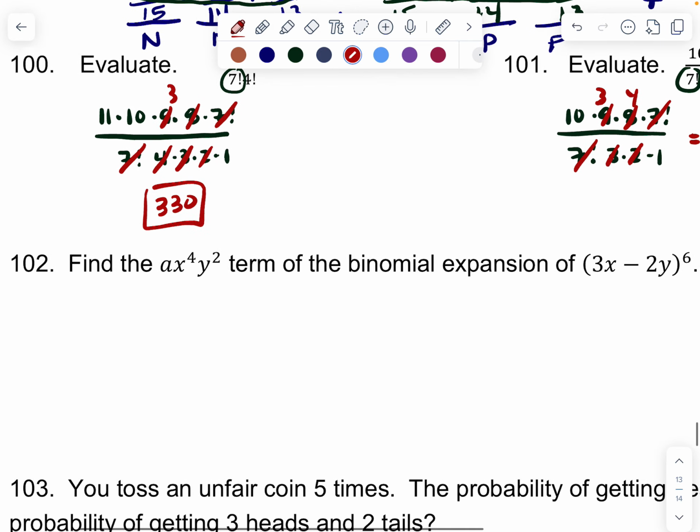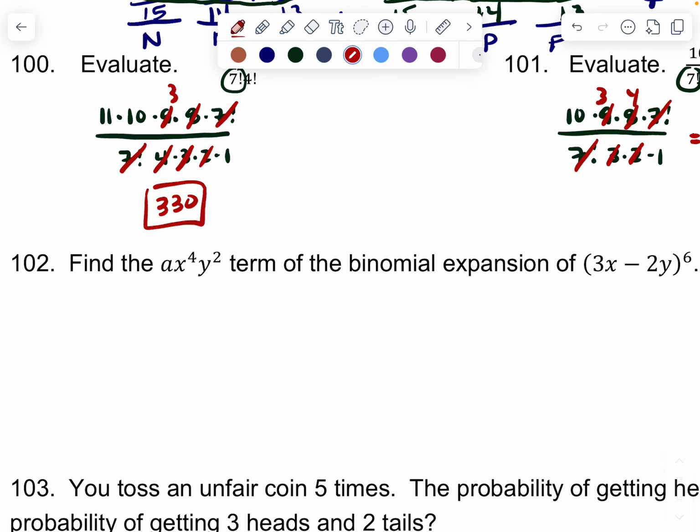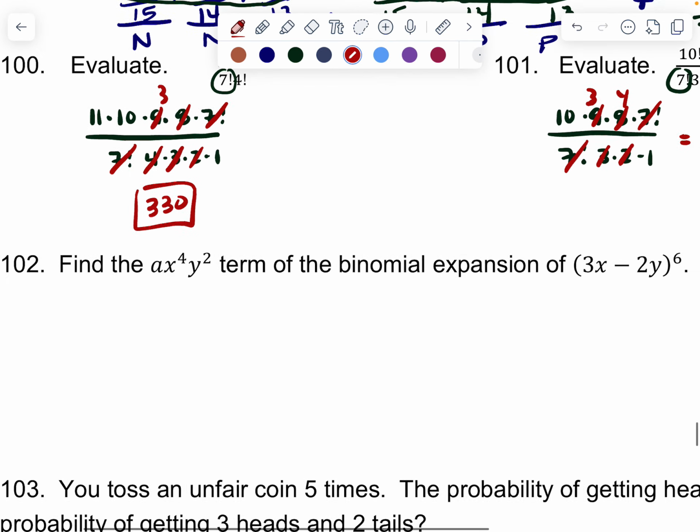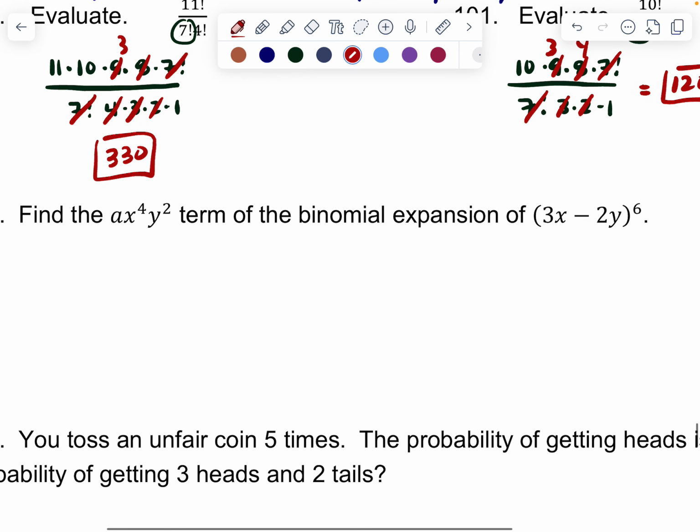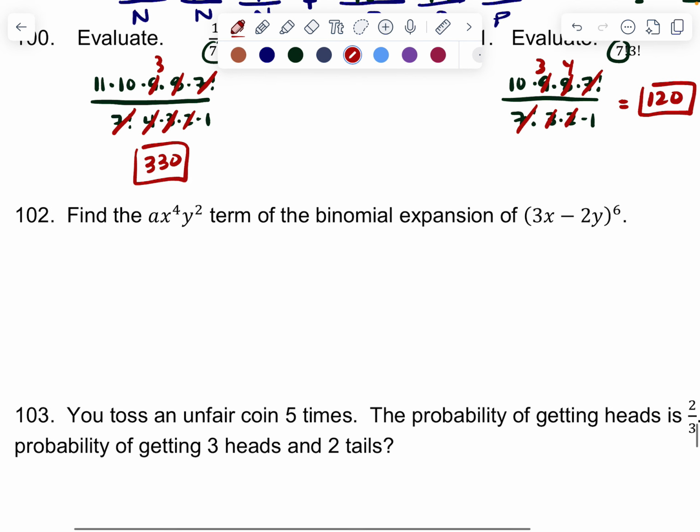Okay, number 102. Find the x to the 4th y squared term of the binomial expansion of (3x minus 2y) to the 6th power. All right, so you guys, I am going to use the binomial theorem, and I'm literally going to go straight to the term that I'm looking for.